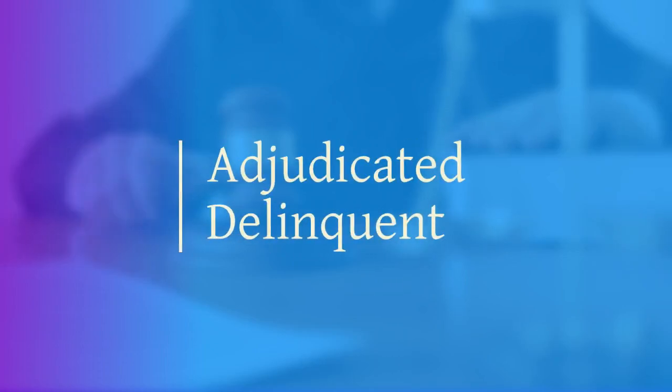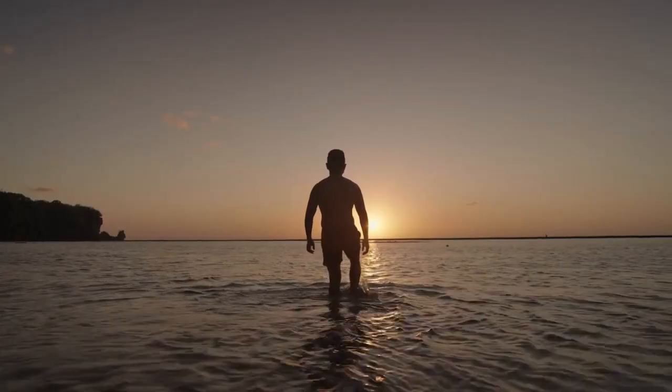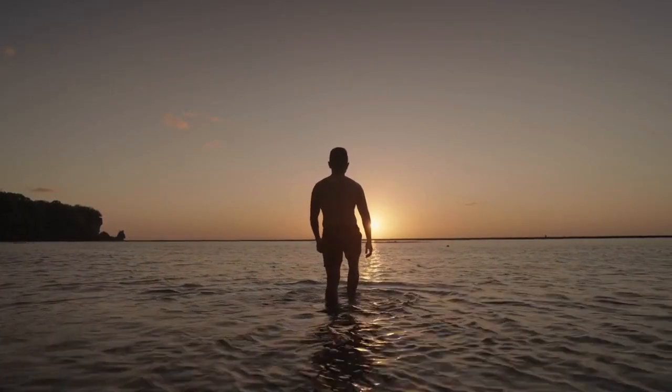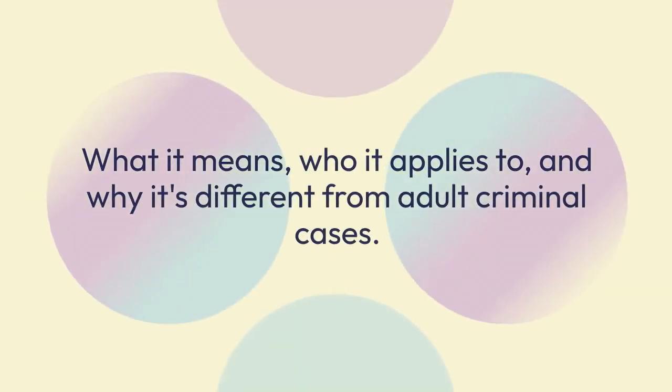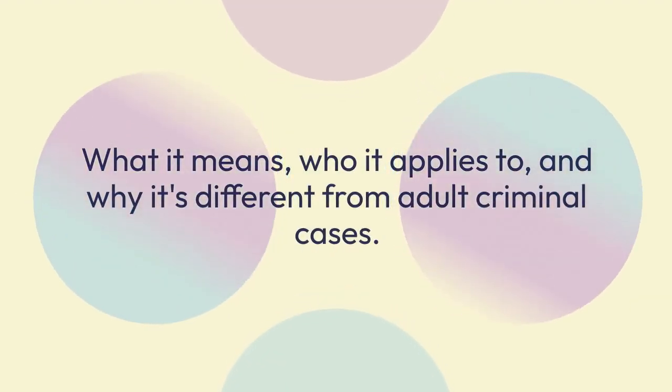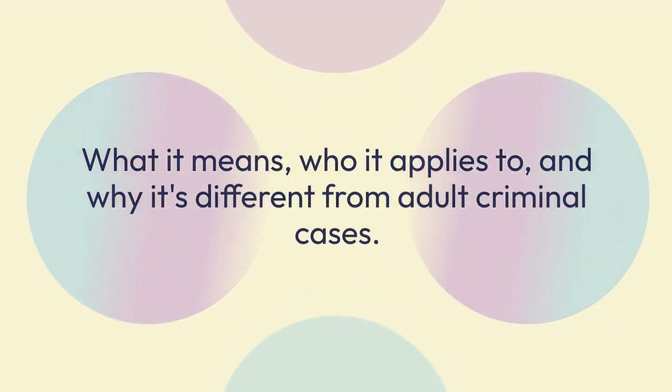Hello, everyone. Today, we're going to talk about a specific legal term you might have heard, adjudicated delinquent. It sounds complex, but it's really about how the justice system handles young people who break the law. We'll break down what it means, who it applies to, and why it's different from adult criminal cases.